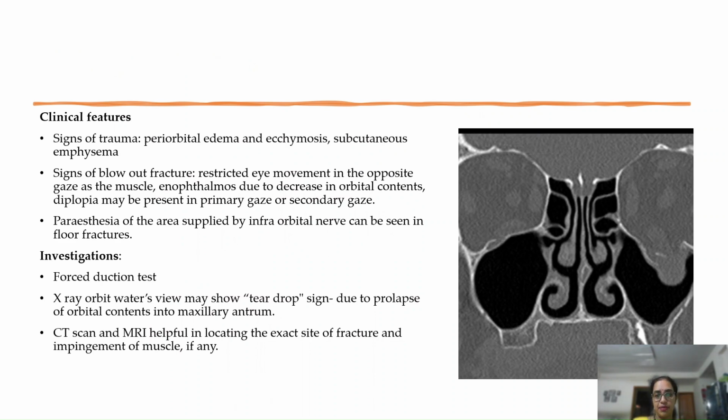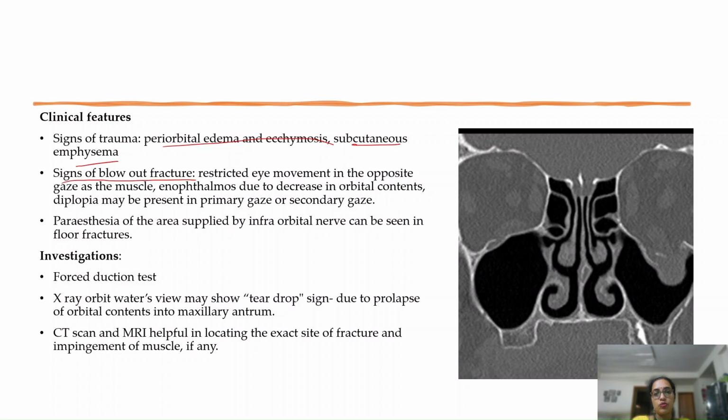You might see periorbital edema and ecchymosis; subcutaneous emphysema may be there. What are the signs that are very specific to blowout fracture? You might see restricted eye movement in the direction opposite to the gaze, as the muscle belly is caught. If it is caught in the floor of the orbit, you may not be able to elevate the eye. If it is in the medial wall, the eye may not be able to abduct.